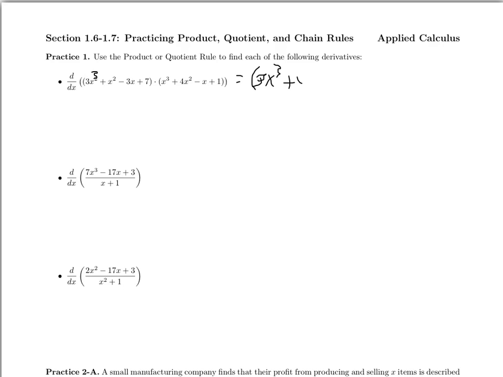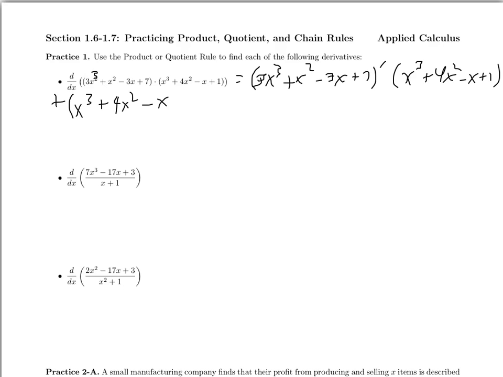So our product rule says that the derivative of this will be the derivative of the first thing times the second, plus the other way around. I'm just writing out the rule first, and then I'll go back and actually do the rule. So this is what the product rule says to do.